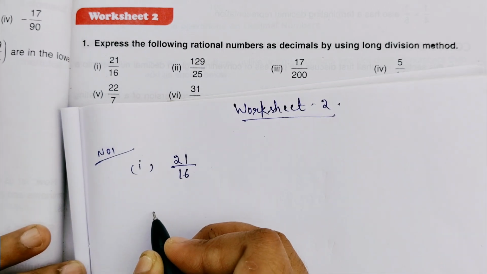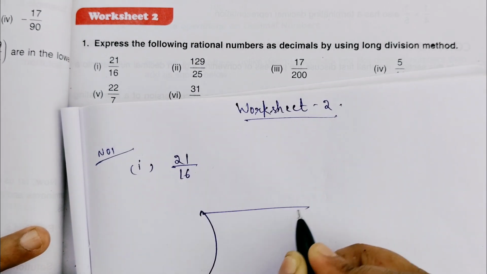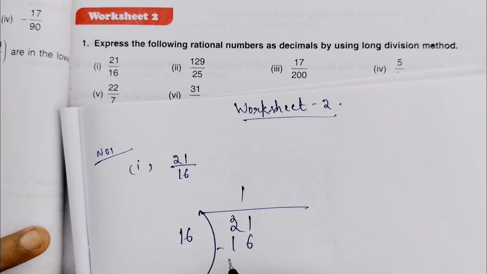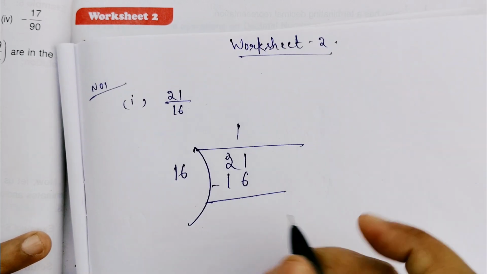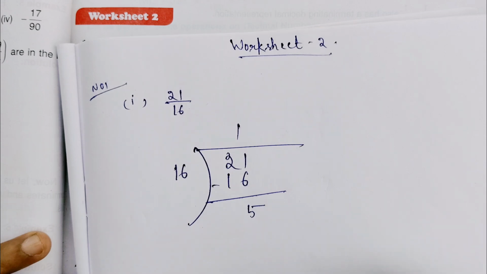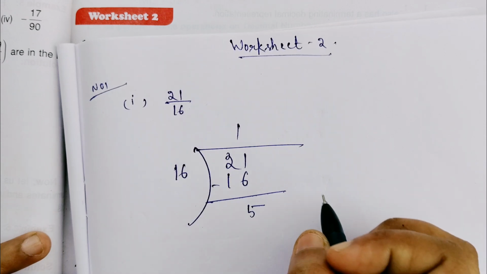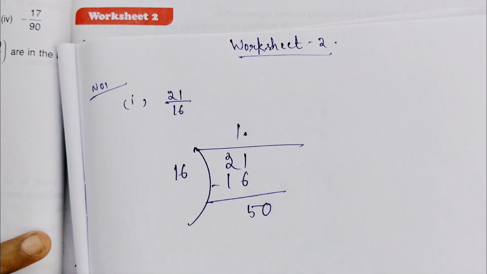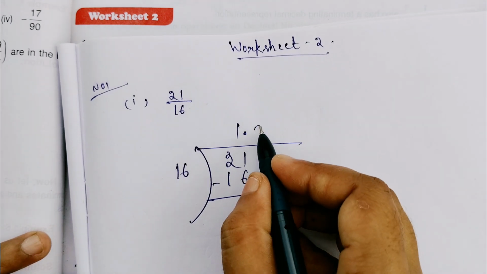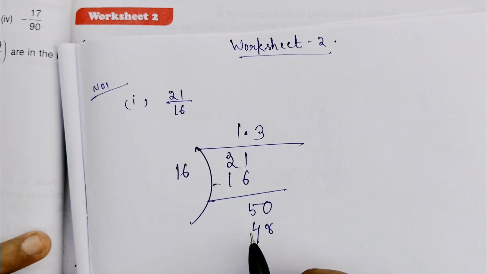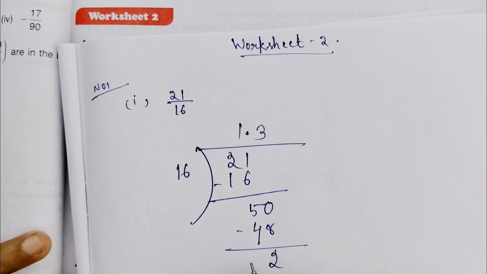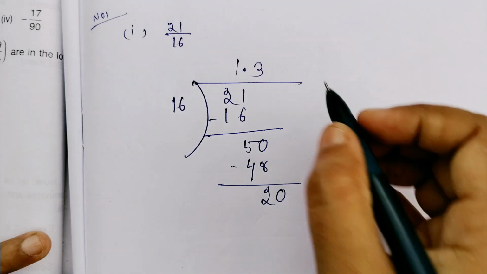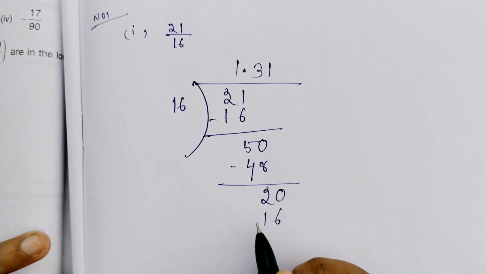First we divide 21 by 16. Here we write 21, then you put 16. 16 1s are 16. Then 21 minus 16 is 5. Then 5 is less than 16, so here you put a decimal and using 10, 50. Then 16 3s are 48. Then 50 minus 48 is 2. 2 is less than 16, then here you put also 10, 20. Then 16 1s are 16.